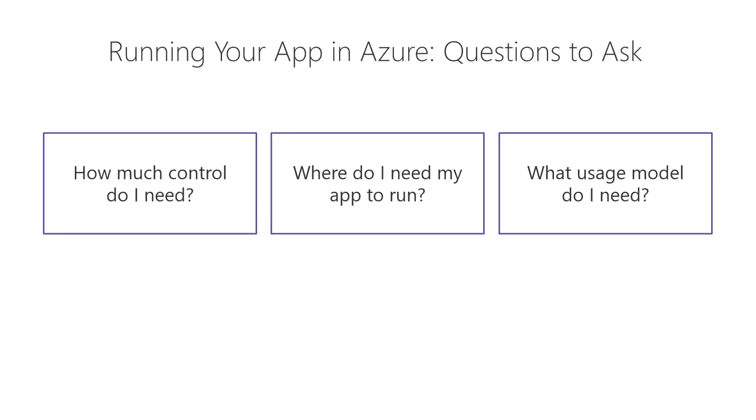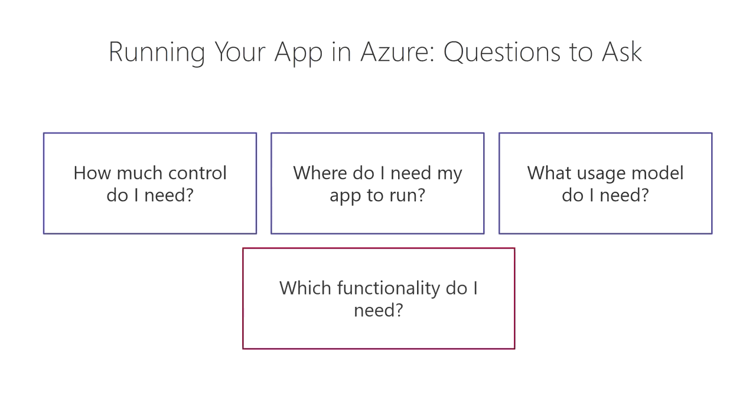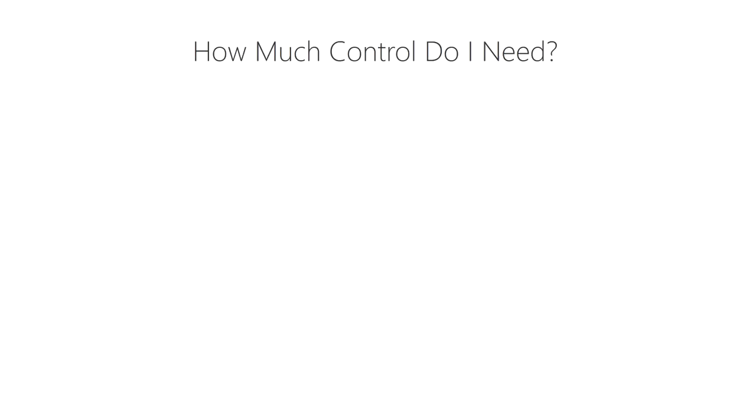And then when I've answered these big picture questions, I've narrowed down the amount of services that I can pick from. And then from those services, I pick the services that actually fit my requirements with the functionality of those services. So let's go through these big picture questions. The first one is, how much control do I need?